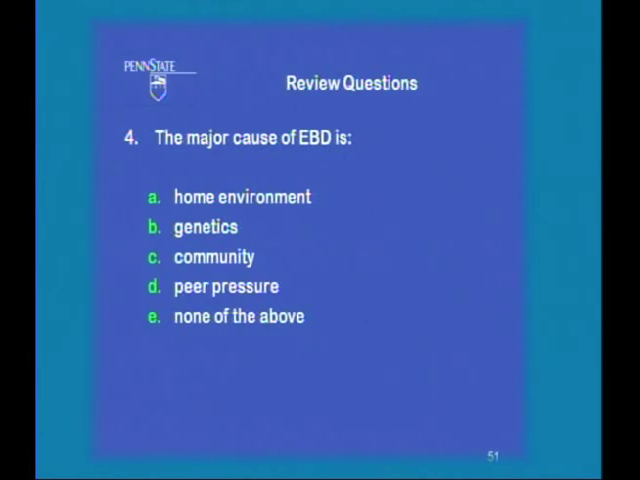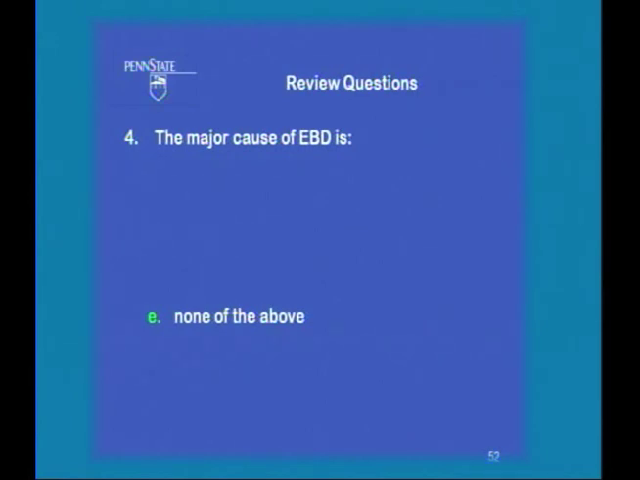The major cause of EBD is home environment, genetics, community, peer pressure, none of the above. The answer is none of the above. There is no major cause that contributes to the severity of the disability. There is no major cause for the disability, but all those factors can contribute to the severity of the disability.